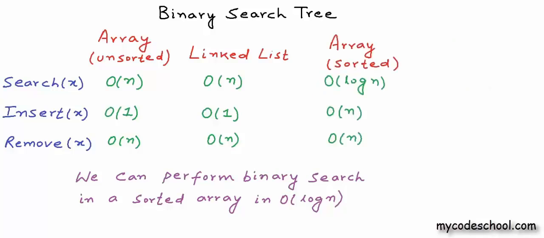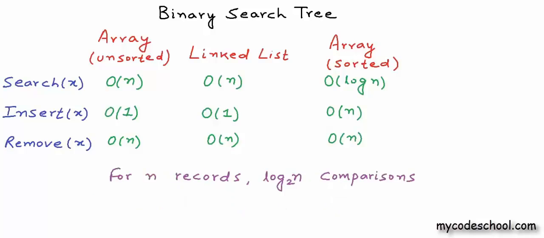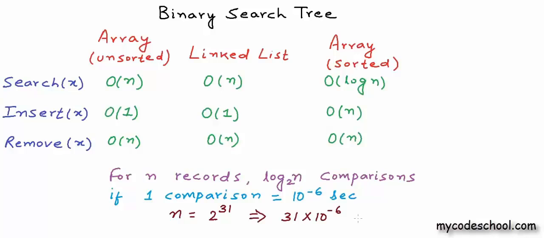Okay, so when we are using a sorted array, the cost of search operation is minimized. In binary search for n records, we will have at max log n to the base 2 comparisons. So if we can perform a million comparisons in a second, then for n equal to 2 to the power 31, which is greater than 2 billion, we are going to take only 31 microseconds. Log of 2 to the power 31 to base 2 will be 31. Okay, we are fine with search now. We will be good for any practical value of n. But what about insertion and removal? They are still big O of n. Can we do something better here?